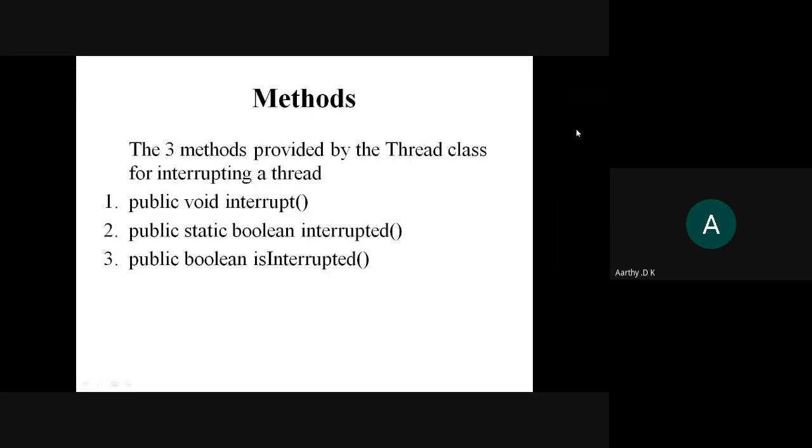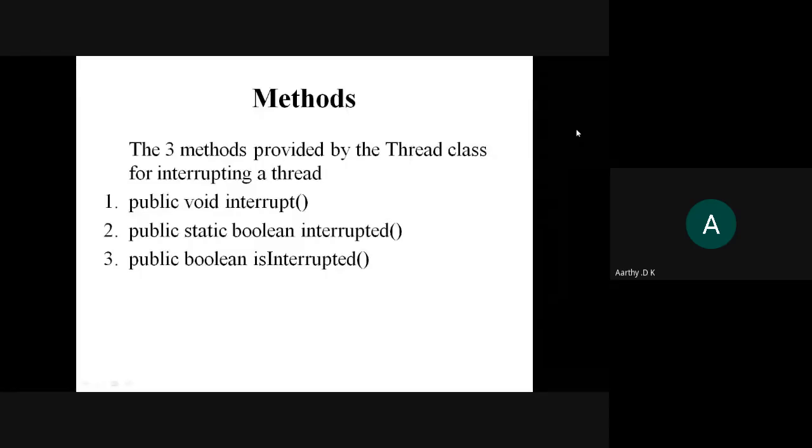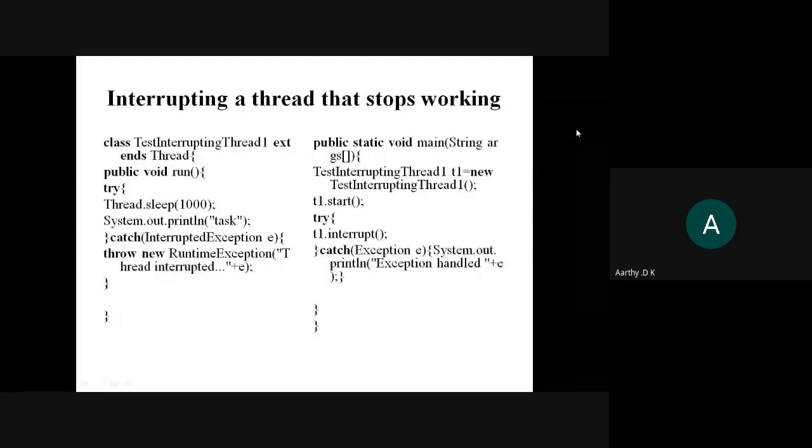So these are the three methods that we have for interrupting a thread. The first method is interrupt. This method will stop the current thread execution. Next is interrupted. You can check whether the thread is interrupted or not by using these two methods. So if you need to check them, you can use the second and third methods. If it is interrupted, what is to be done? So these are the three methods that we have.